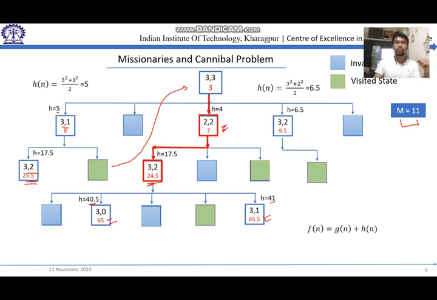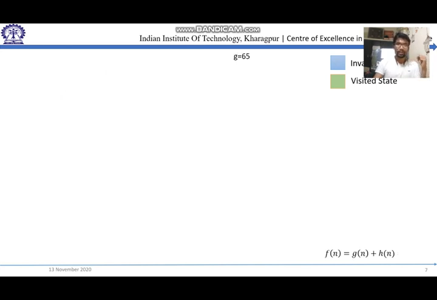Now if I compare this, this is 65 and this is 65.5. As per this SMA star algorithm, it will choose the minimum function value, so it will choose this one. So the optimal path will go after this 3 2 to 3 0. It will not go for the 3 1 because it has the higher function value. Now after this, we will further expand this 3 0 node.